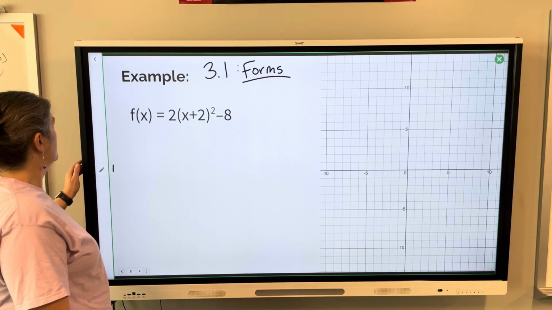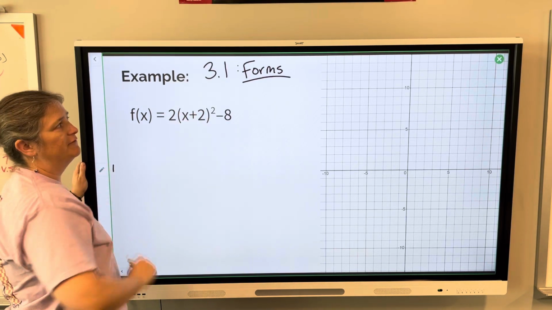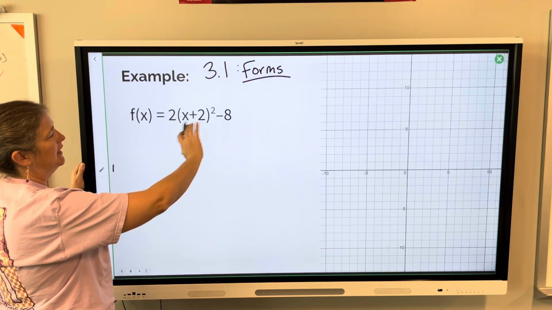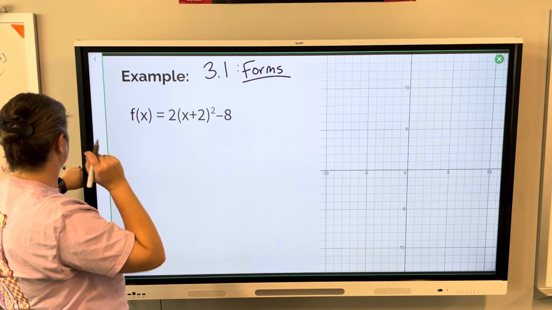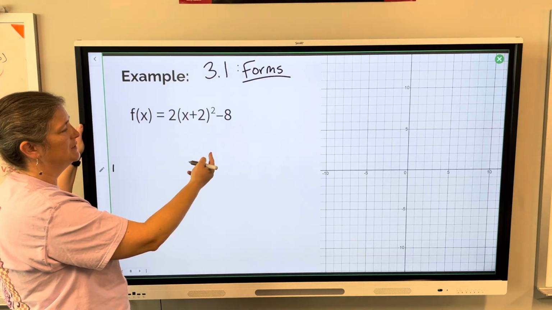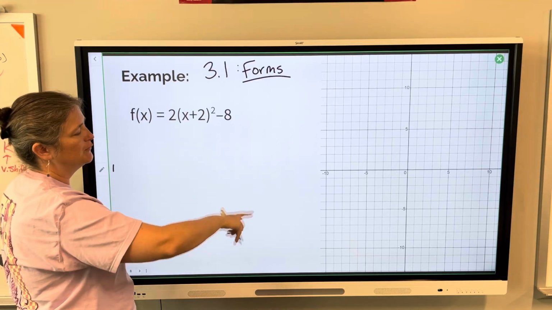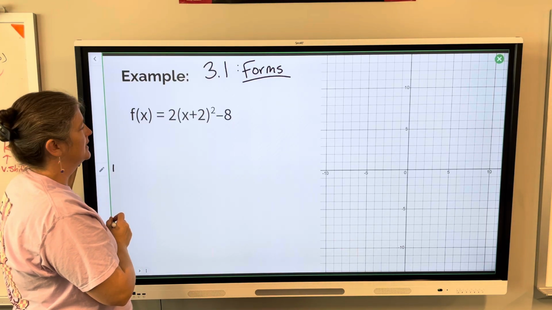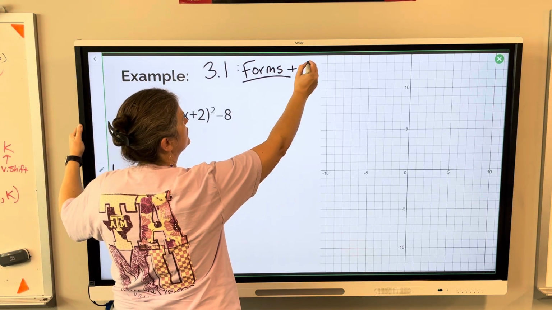Okay, so we are in 3.1, forms of quadratic equations. So these are functions here, and we're going to write it in two other forms, as well as use those forms and the information in them to graph the quadratic function. So forms plus graphs.